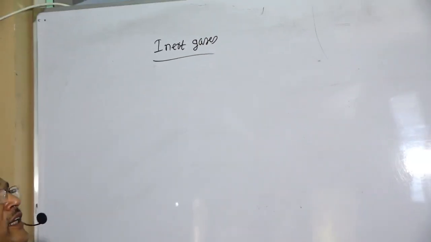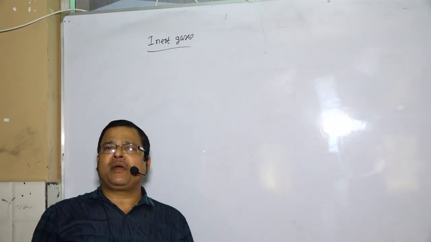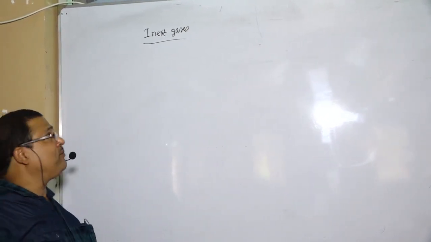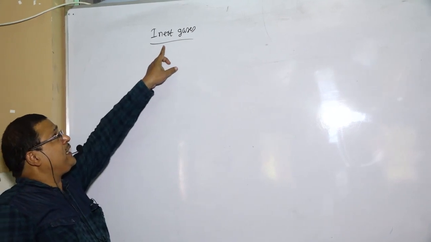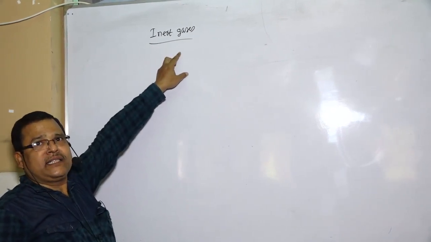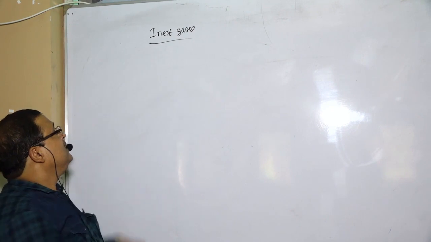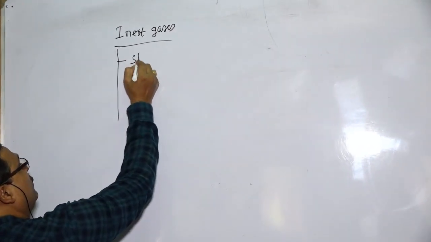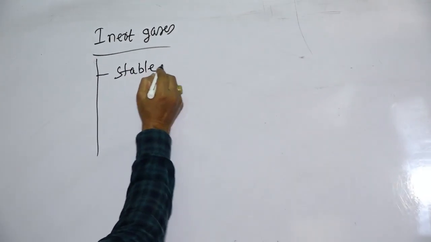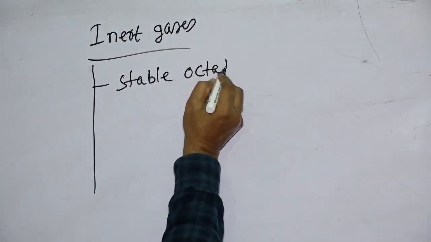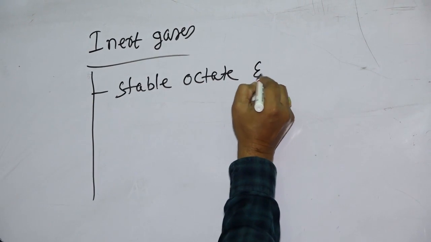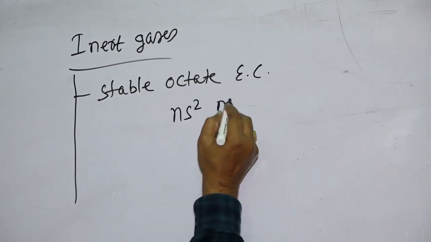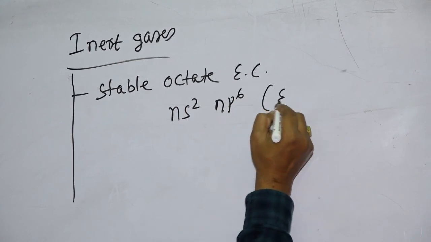What is the meaning of inert? They have no ability to combine chemically to form compounds. So these group 18 elements are treated as inert gases. Why inert? This group of elements have a stable octet electronic configuration, that is ns2 np6, except helium.